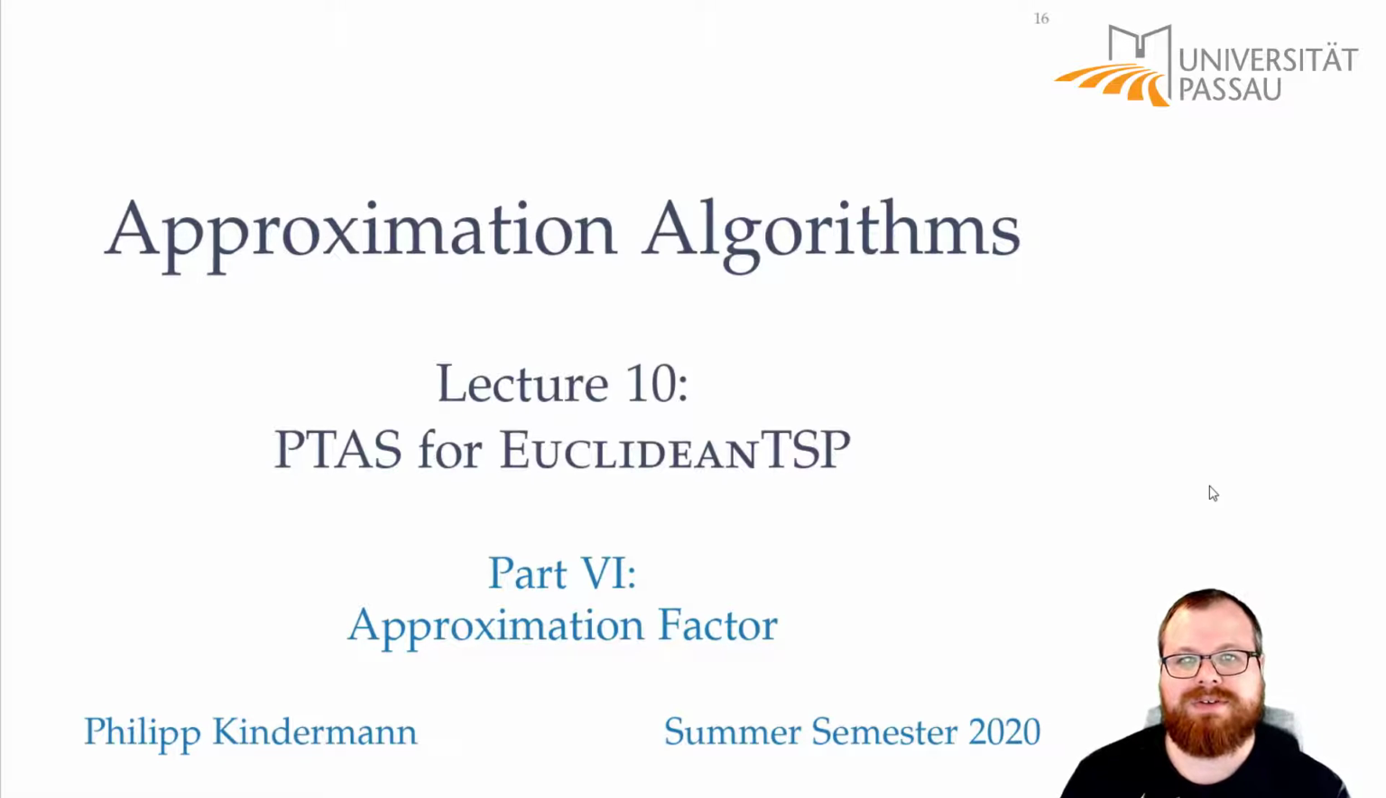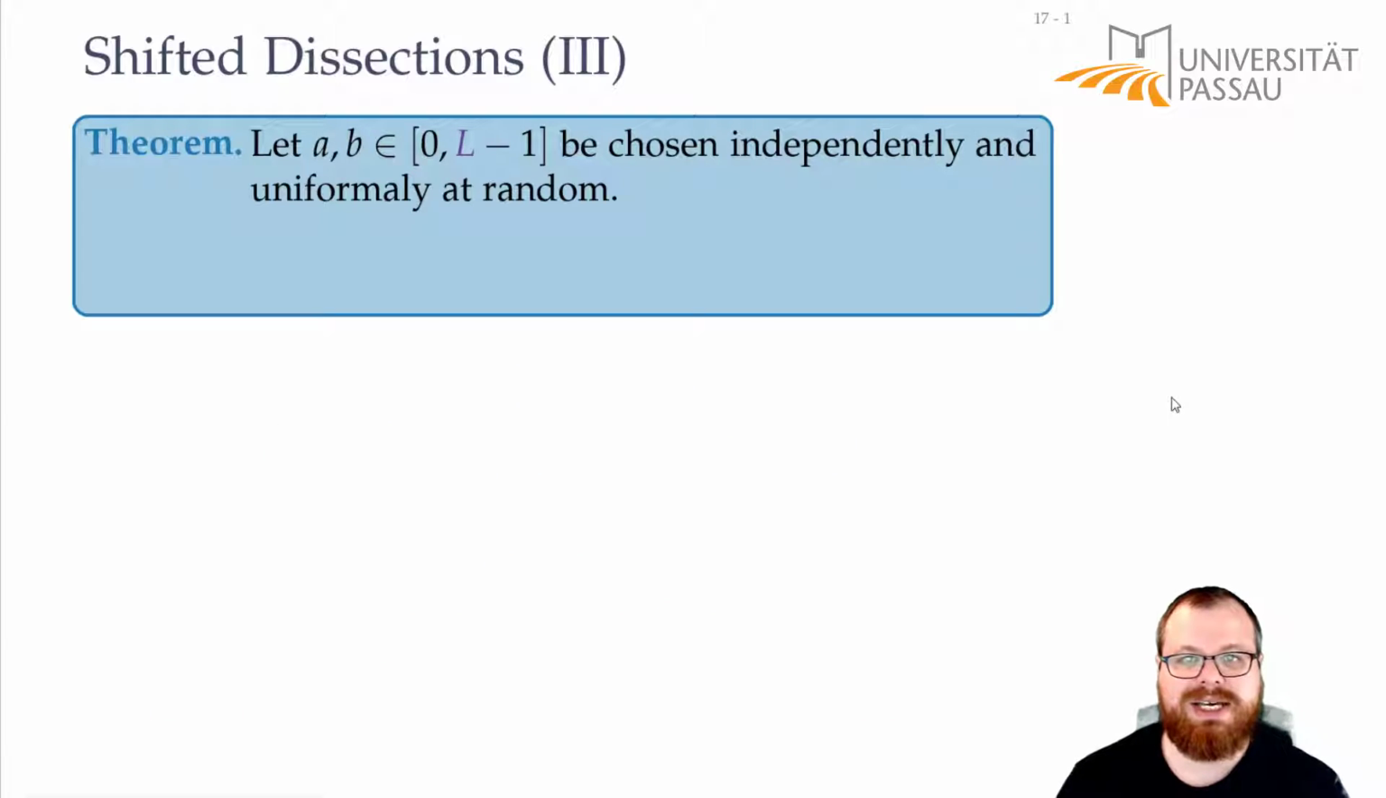So we know the number of crossings between the optimal tour and our grid is at most square root of 2 times the length of the optimum. But we still have to figure out how that gives us a good approximation factor. And the interesting thing is that the proof works via randomization. Well, this is a bit unexpected because we have a deterministic algorithm, but we still use the randomization to prove our approximation factor. So we assume that the shifting, the A and B, is chosen independently and uniformly at random between 0 and L minus 1.